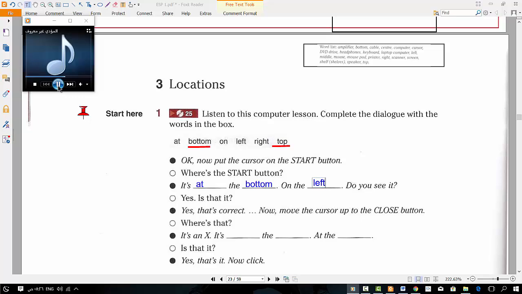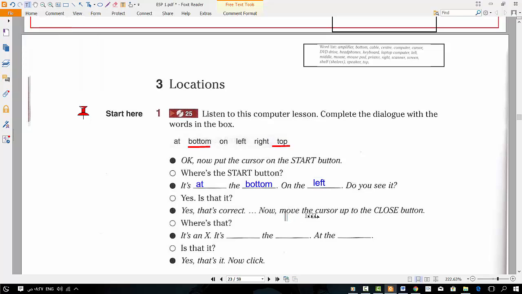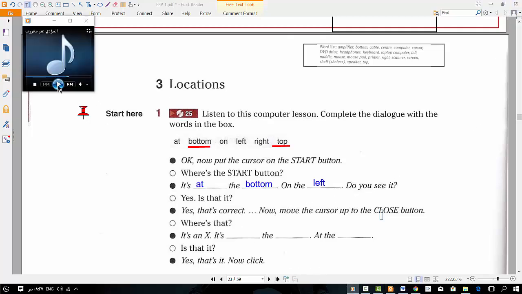Now, move the cursor up to the Close button. Move the cursor. Move, what's the meaning? حرك المؤشر. Up to the Close button. Close button. This one. الإغلاق. Close button. Where's that? It's an X.